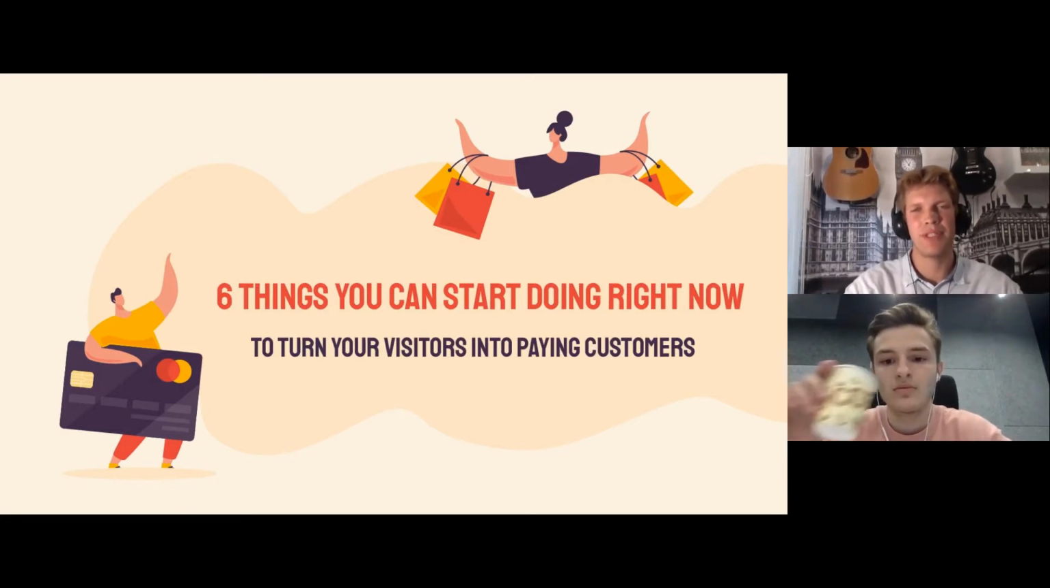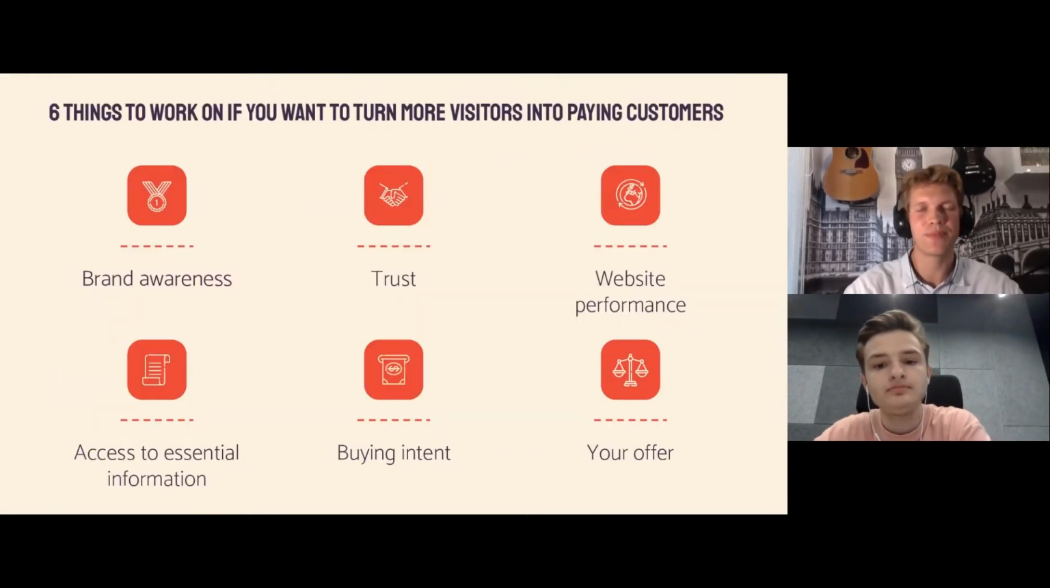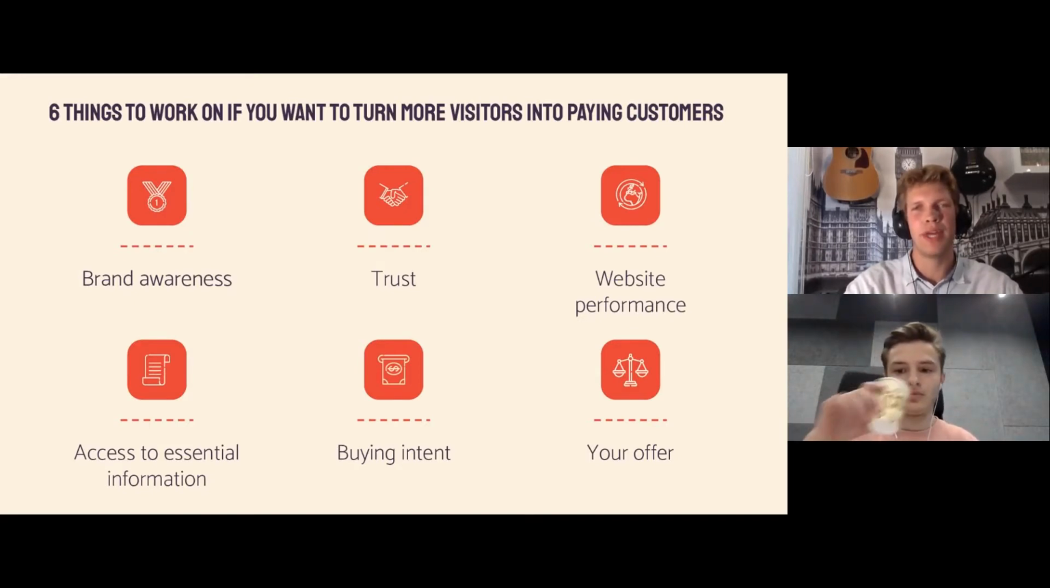Sometimes when you have visitors coming to your website, you really have to straighten things out for them to make things clear before they make their decision. So, like you said, now I'm going to go a little bit deeper into the things that people have in mind and what we can work on to make this buying decision happen. As you see on the slide, there's brand awareness, trust, website performance, access to essential information, buying intent, and your offer. I know that these sound kind of vague now, but I'll give you a lot of details on each of them and some actionable tips, some takeaways that you can get from here.